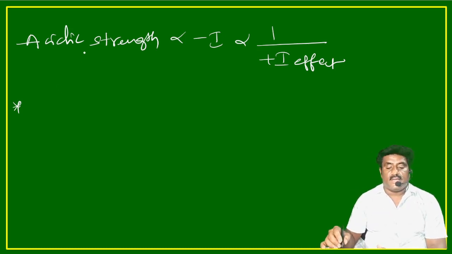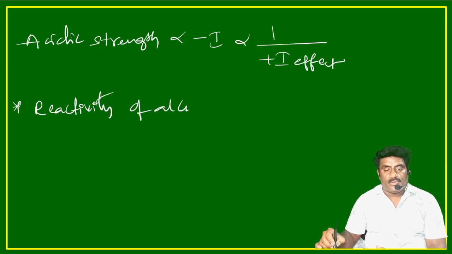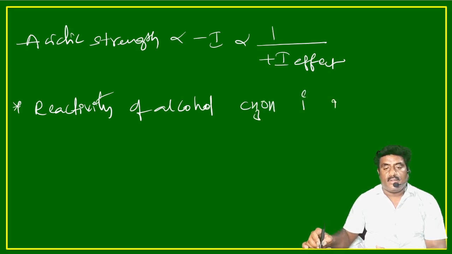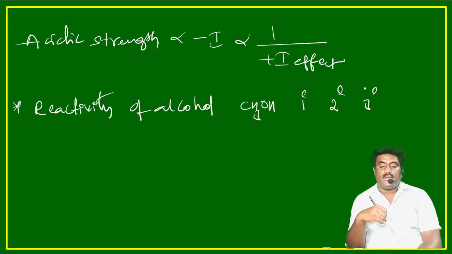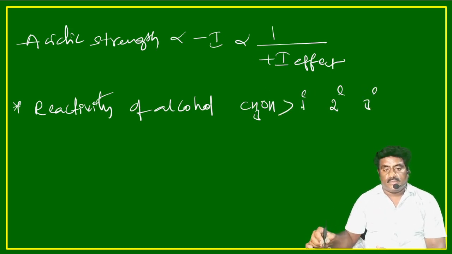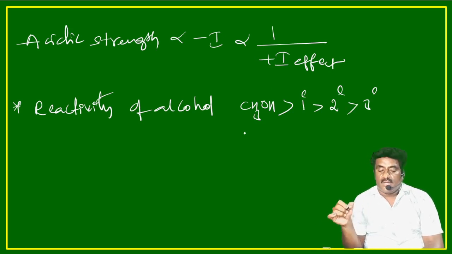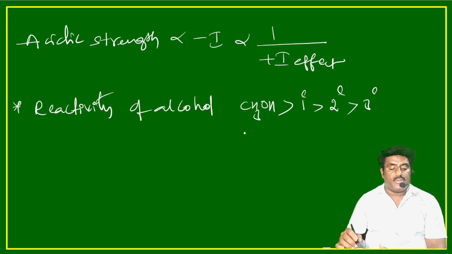What is the reactivity of alcohol? Methanol, primary, secondary, and tertiary. Methanol is more reactive than primary, secondary, and tertiary alcohols. Okay, one more important point.